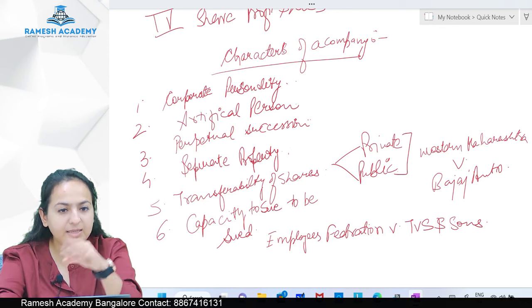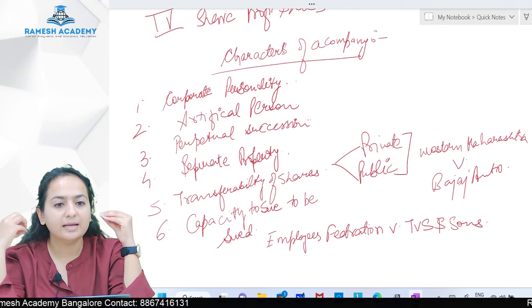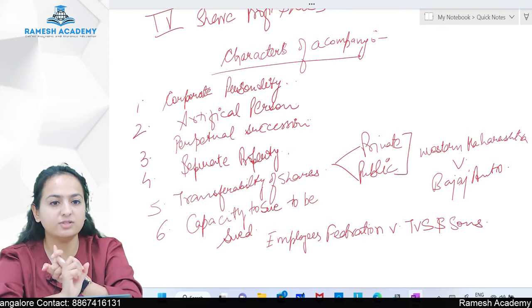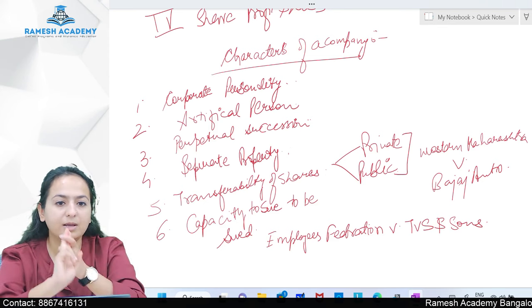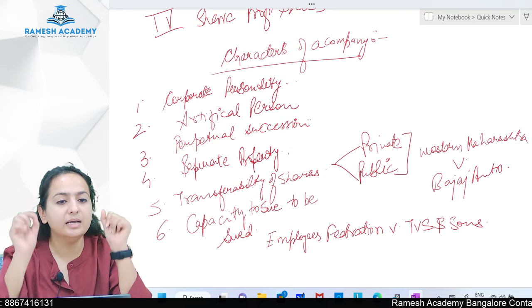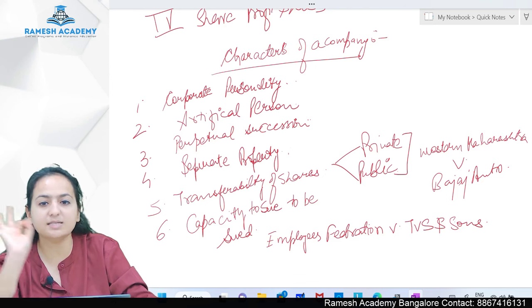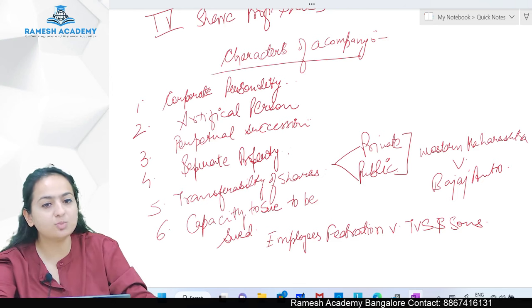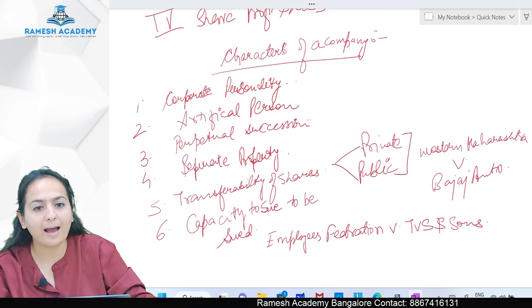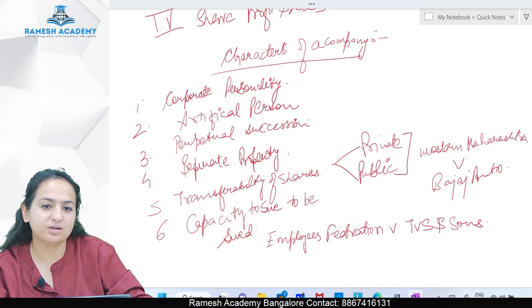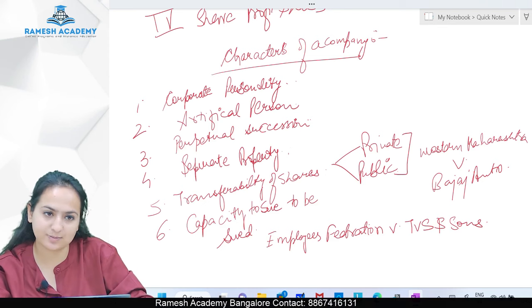Separate property. It has a separate property. The property can be registered in the company's name. Transferability of shares, private and public, both the definitions were covered in the case law which is Western Maharashtra versus Bajaj Auto. 6-point capacity to sue and be sued. The case law was there. Employees Federation versus TVS and Sons. Right?